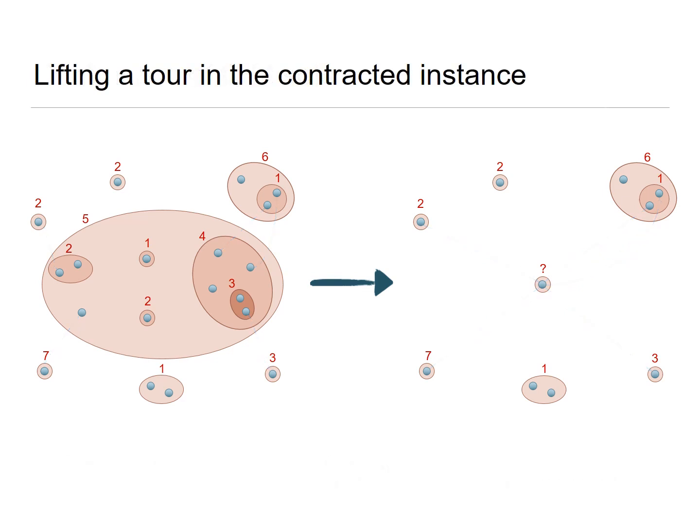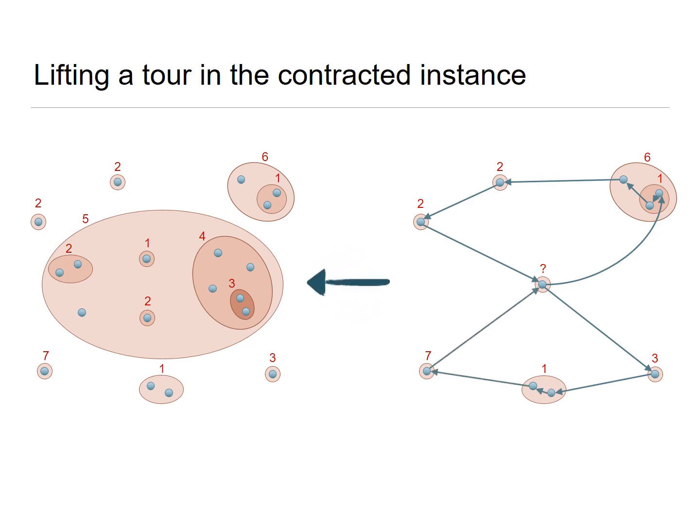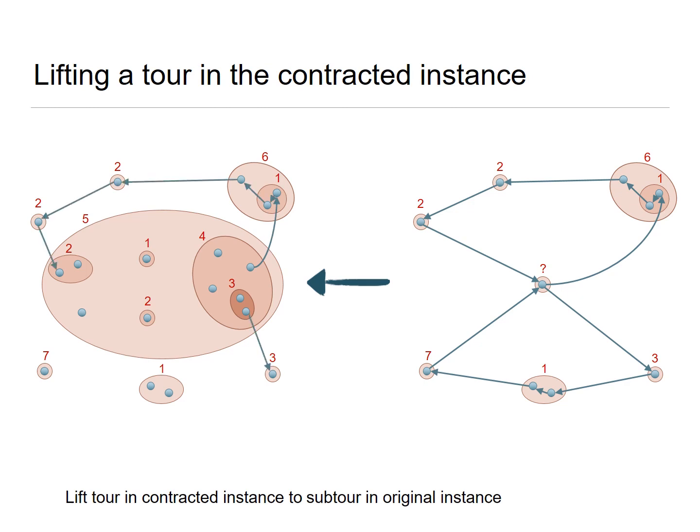What we're going to want to do is to lift a tour in the contracted instance. So we have contracted this. Now we call our algorithm recursively. It will find us a tour. Now we want to lift it back. So we will trace the movements of it like this. We have traced so far, but now there is a hole in the middle. This is not Eulerian, not good at all. We have to do something.